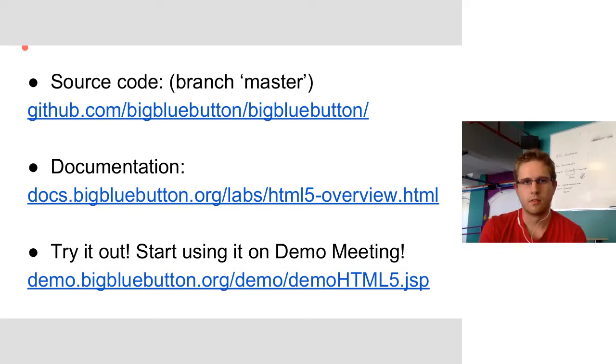Right now, all the source code for the HTML5 client is available on the master branch. You can see the link on the slide. So just go to github.com, BigBlueButton, BigBlueButton. By default, you'll be on the master branch. You'll be able to see all the source code of the HTML5 client.